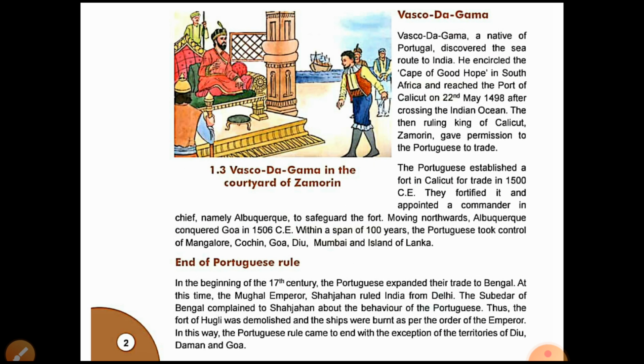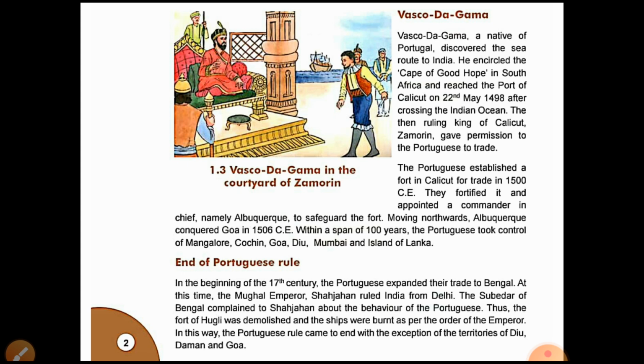Okay, so now the next one is Vasco da Gama. So the next sailor, Vasco da Gama, a native of Portugal. Okay, so the first one, Columbus, was an Italian sailor, and here Vasco da Gama was from Portugal. He discovered a sea route to India. He reached the Cape of Good Hope in South Africa and reached the port of Calicut on 22nd May 1498 after crossing the Indian Ocean.